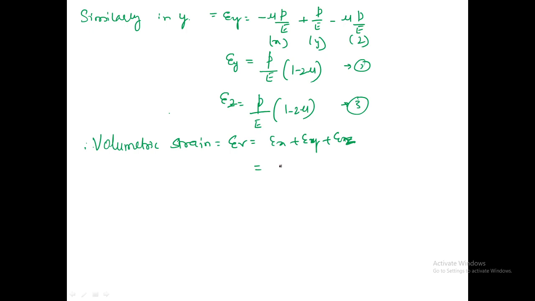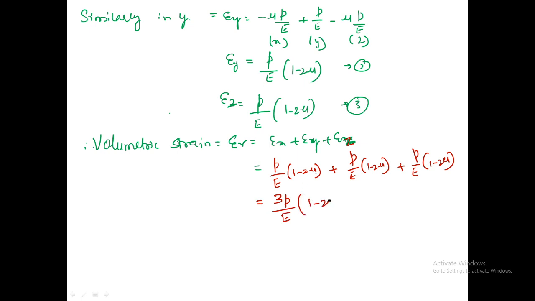Now Ex equal to what? This is P divided by E in bracket 1 minus 2 mu. Plus Ey equal to the same, P divided by E, 1 minus 2 mu. Plus Ez is also the same. Now how many times do you have it here? 3P divided by E, 1 minus 2 mu. This is equal to what? Eb. This is equal to Eb.